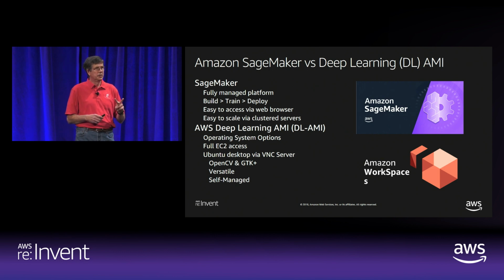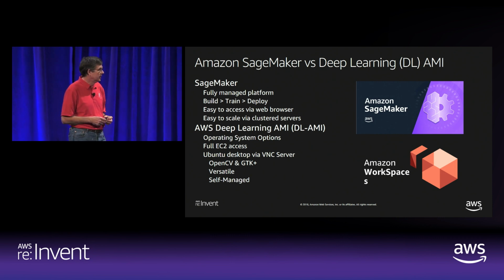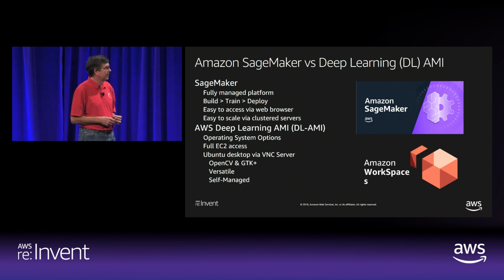SageMaker is going to be easier to use, but if you run into a situation where you need to get to the underlying machine, or you have issues with versions, for example, you can always fall back to the deep learning AMI. The other thing I wanted to point out here is, it looks like some of my formatting didn't carry through.